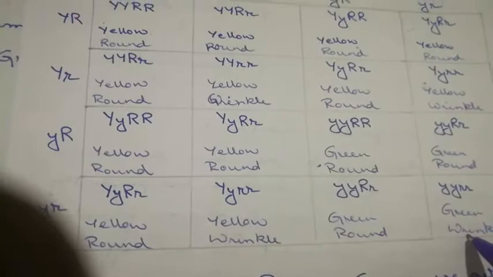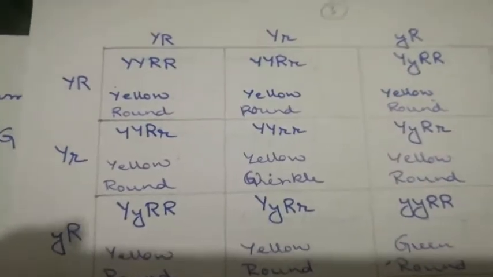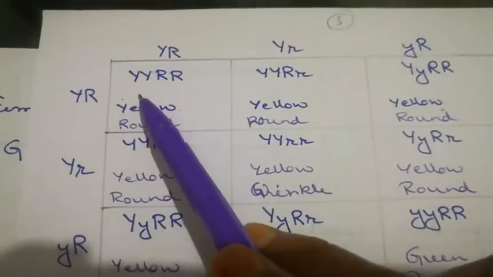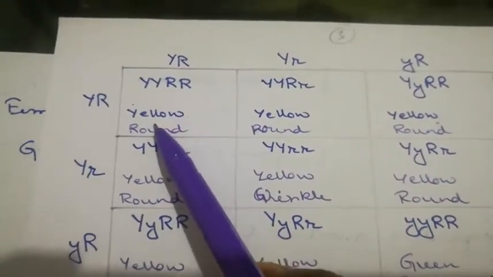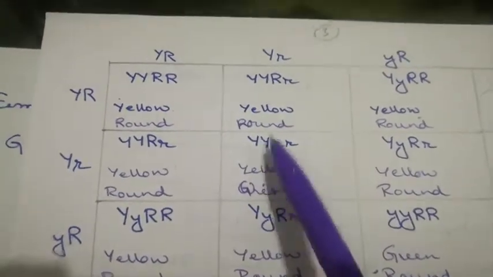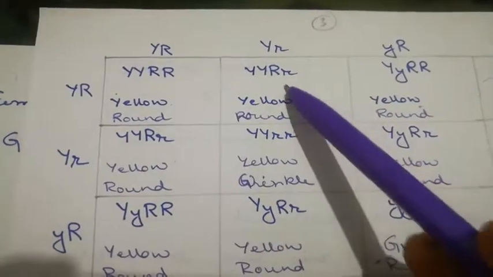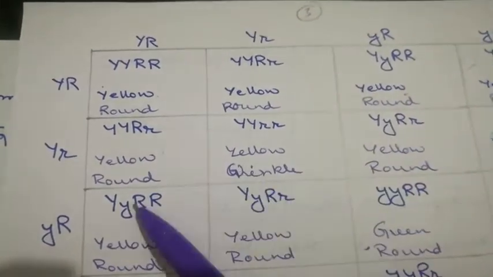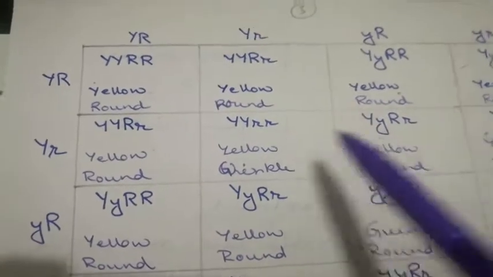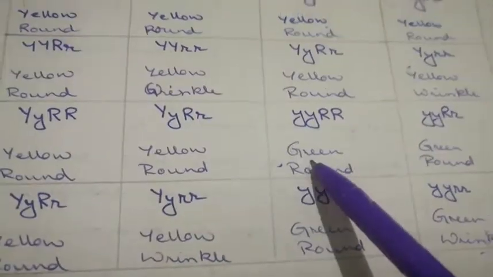After completion, after combining them, now we will see the one which have capital Y will show yellow phenotype. So first of all, we will write yellow in those boxes where capital Y is present. Again, next we will see capital R. Wherever capital R is present, we will put the round one. And next, then we will see small r. Wherever small r is present, we will write wrinkle. Wherever small y is present, we will write green.